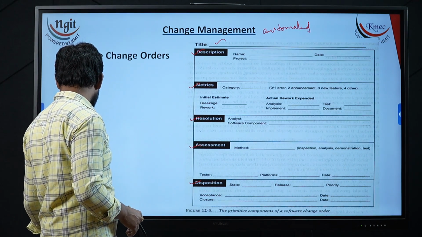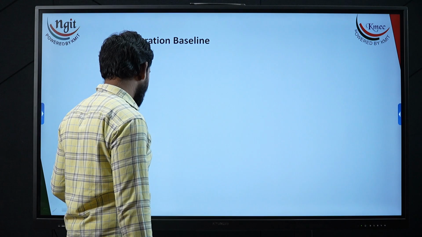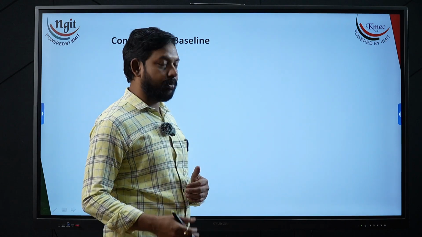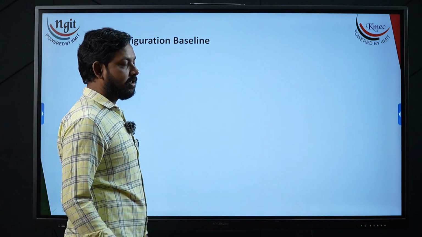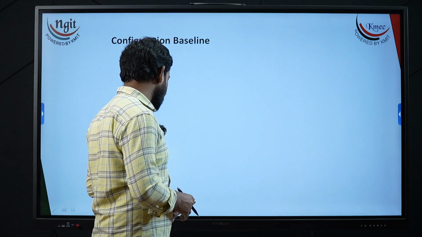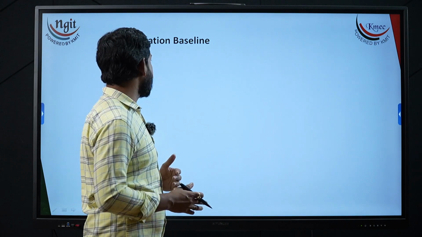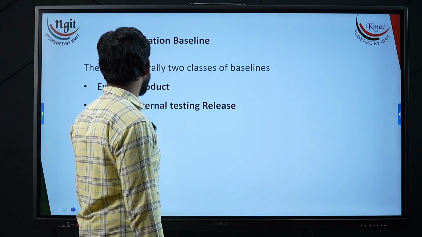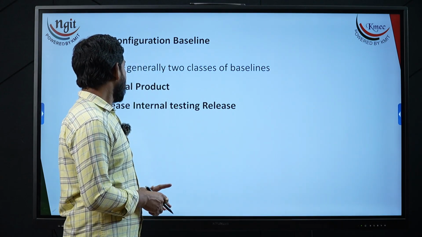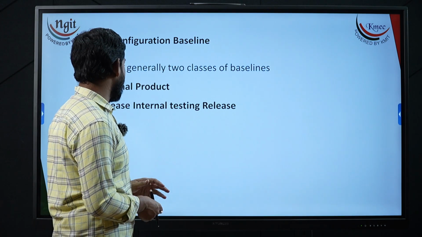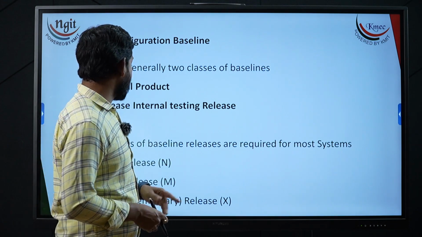So next you have your configuration baselines. These configuration baselines are the supporting documents which help you in understanding what configurations you are using and what changes are subjected to the different configurations used in your project. So this will also help you in upgrading and maintaining the software tools used in your project. For this configuration baseline, there are two different baseline classes we have. First is your external project and second is your release internal testing release, right?